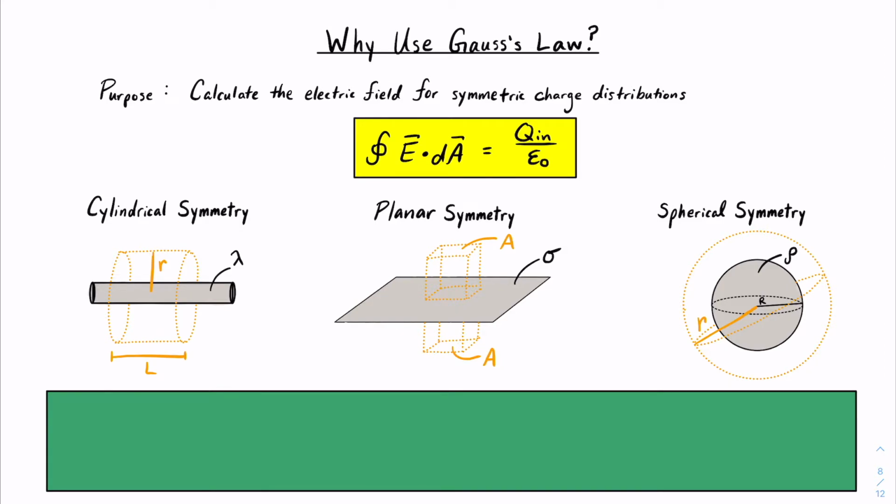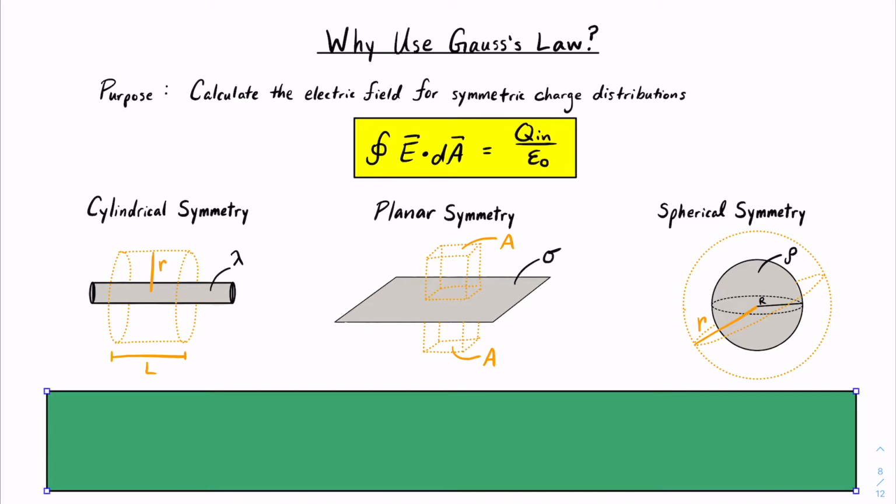For cylindrical symmetry, we're going to choose a cylinder that is radially symmetric with the line of charge. For a plane, we're going to choose a box or a cylinder, it doesn't matter, but just something that is perpendicular to the surface and goes through both the top and bottom of the surface. And for spherical symmetry, we're going to choose a sphere that is also concentric with the actual distribution of charge.